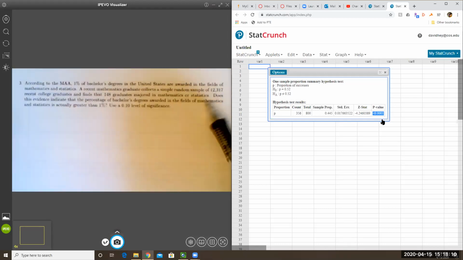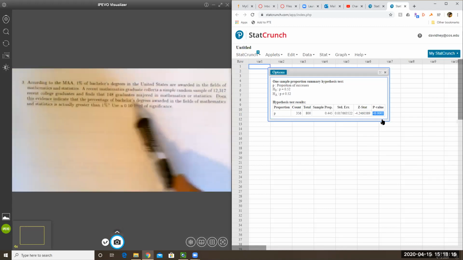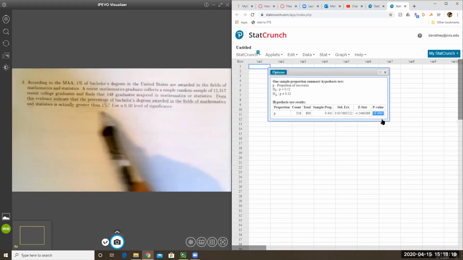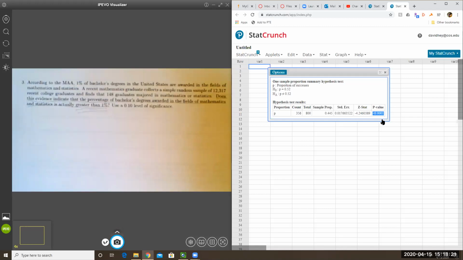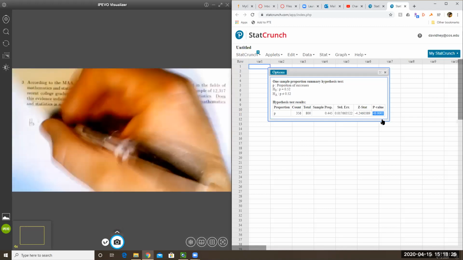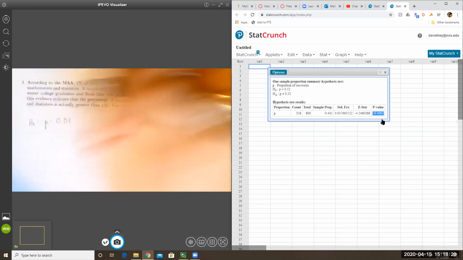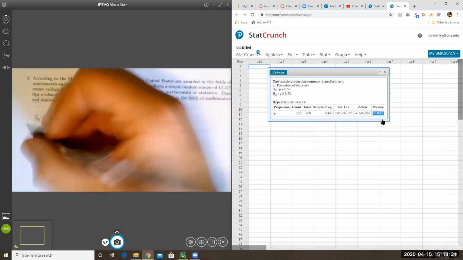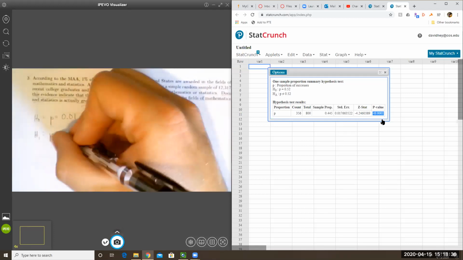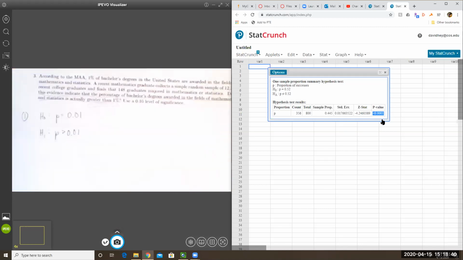Okay, so that's our alternative hypothesis right there, right? Does the evidence indicate that the percentage is greater than 1%? So our null hypothesis, of course, is that it's not. Our null hypothesis is that p equals 1%, no change, no difference. The alternative is that p is greater than 1%. So that's step 1.